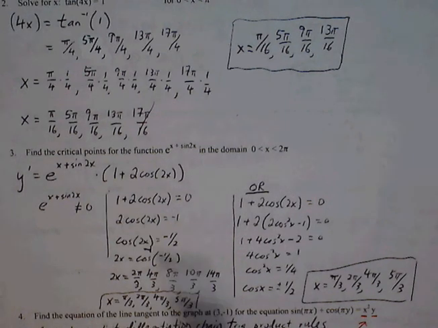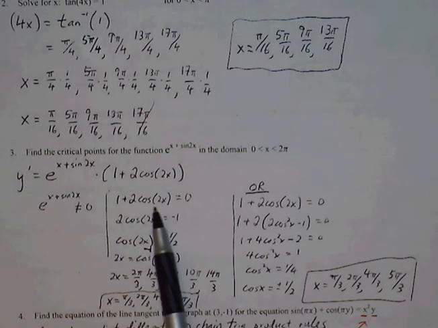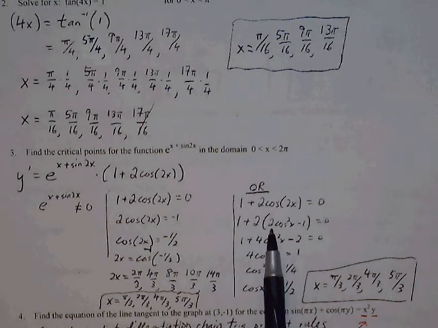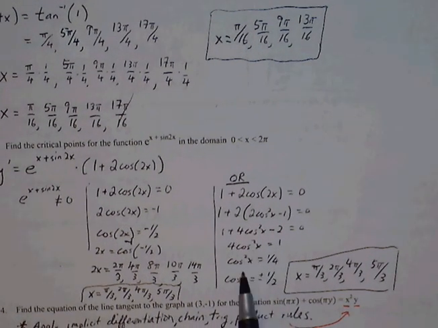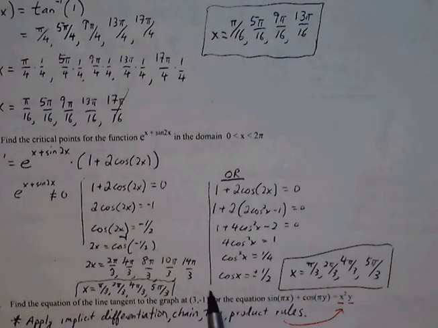Or we could take the cosine 2x, and get it out of the double angle by applying 2 cosine squared x minus 1. If we go through this procedure, we would also get to the same solutions. So cosine x equals plus or minus 1/2 in the first, second, third, and fourth quadrants.